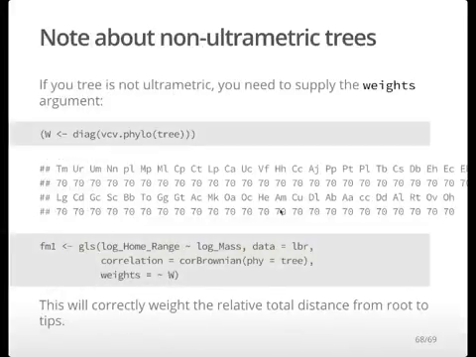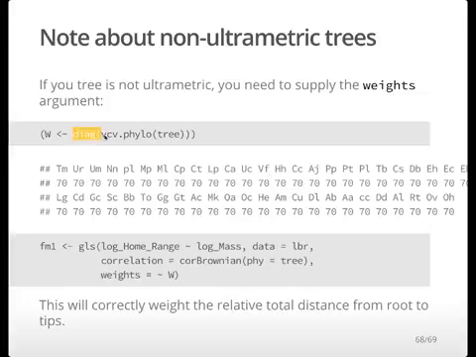You can decide. One last little note about non-ultrametric trees. If your tree is not ultrametric, you have to do one more step. And this, again, is a GLS-only thing. I don't know how PGLS handles this, honestly. I'd have to think about it, and probably try it and make sure that it does it properly. But if you're dealing with GLS, which is usually what I use anyway, you have to supply this weights argument, which is partly why I didn't want to talk about weighted regression before, because it gets confounded with the weights argument.